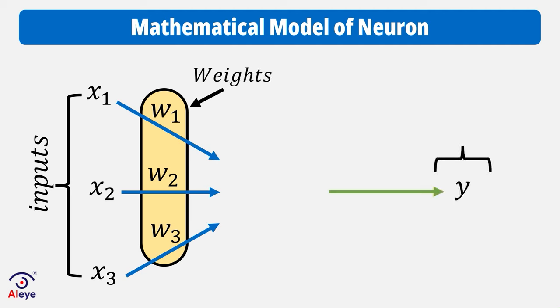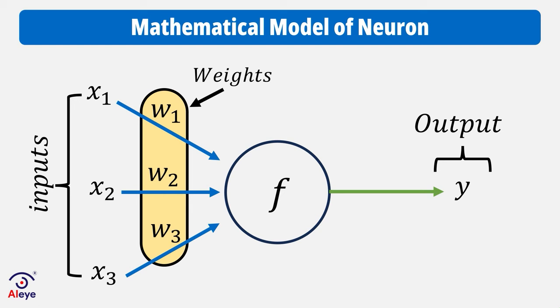Y represents the output of the neuron. F is the function that describes the relationship between the inputs, the connecting weights, and the output. The function F is called the activation function.